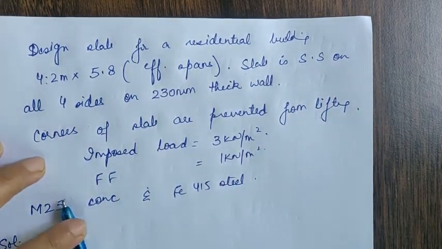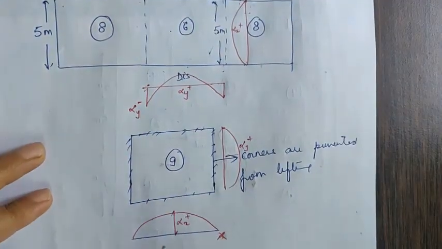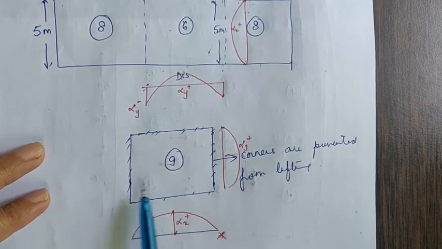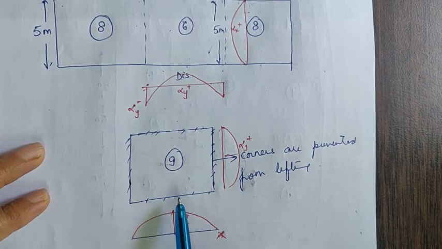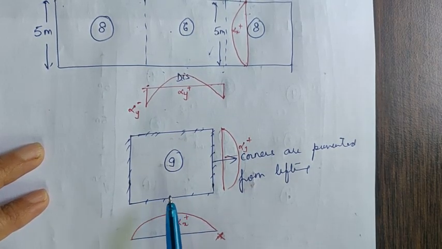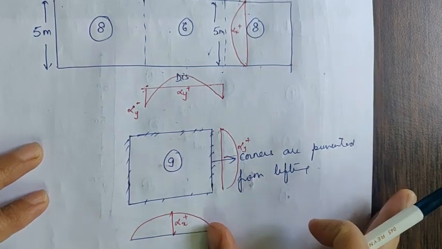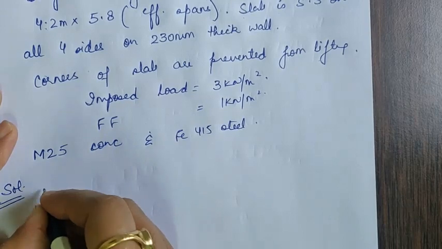So it means practically, in the previous class I have told you that if the slab is simply supported on all the 4 sides and the corners are prevented from lifting by maybe walls on all the 4 sides, we will be considering it to be case number 9. So we will be designing the system as per case number 9. Okay. So in the steps, what is the first step?